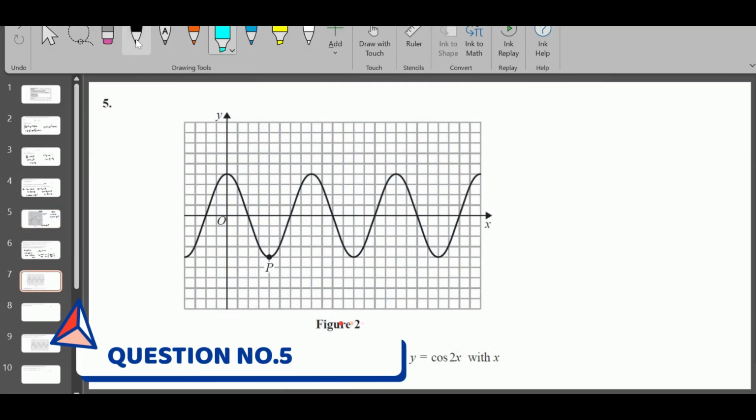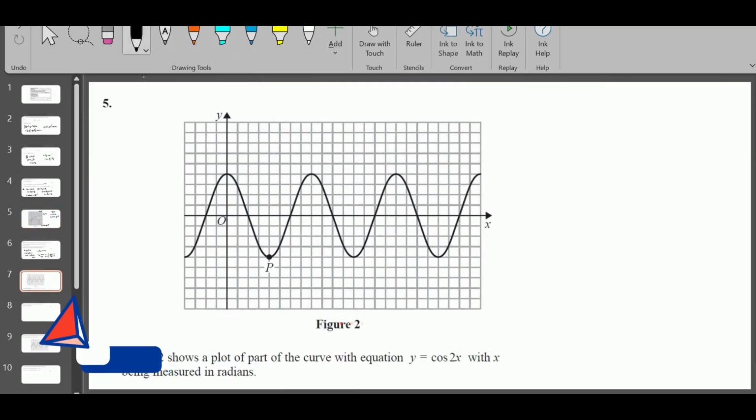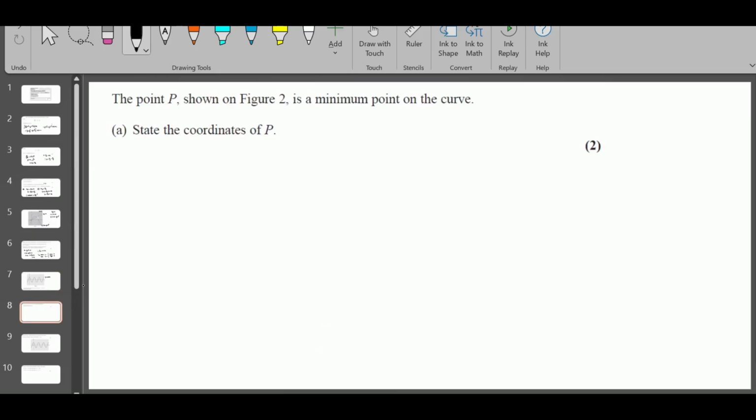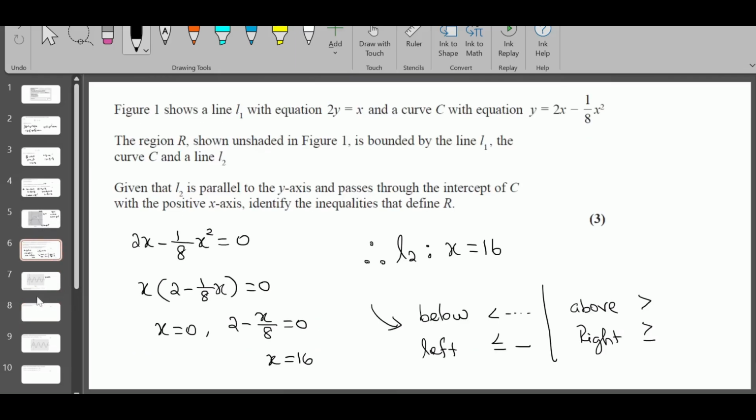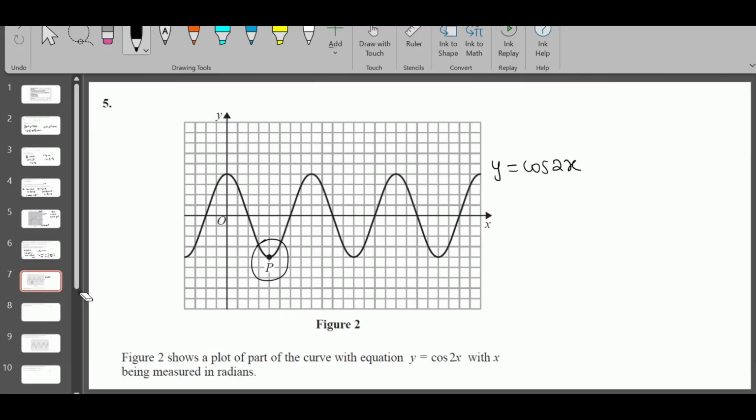Question number 5. We have a curve given. Figure 2 shows a plot of part of the curve with the equation y is equal to cos 2x. The x is measured in radians. Now, state the coordinate of P. Where is P? P is here.